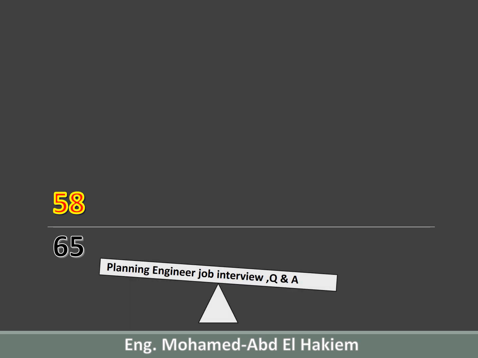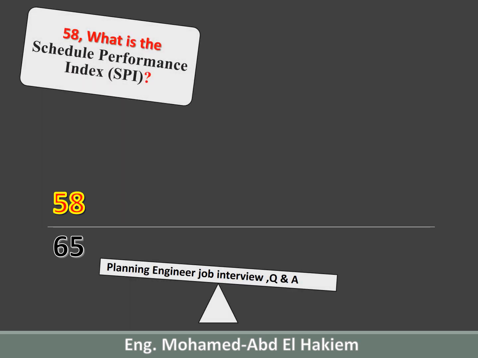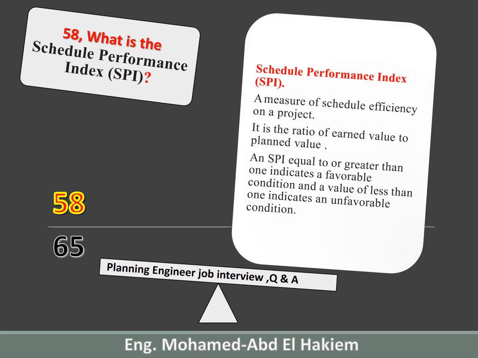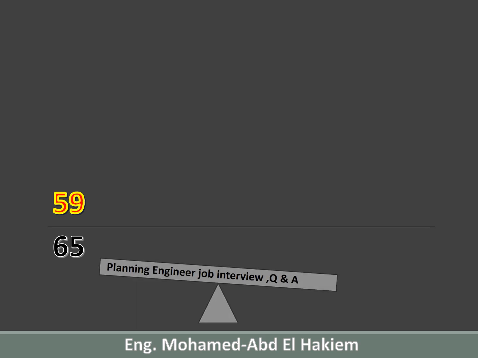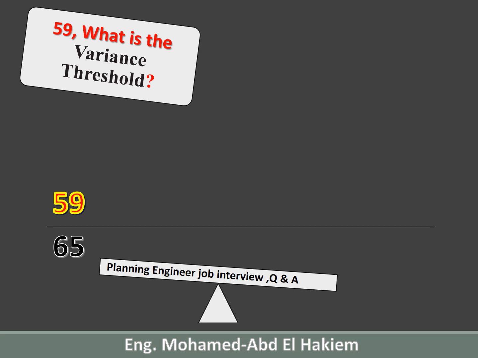58. What is the Schedule Performance Index? Schedule Performance Index, a measure of schedule efficiency on a project. It is the ratio of earned value to planned value. An SPI equal to or greater than 1 indicates a favorable condition and a value of less than 1 indicates an unfavorable condition.